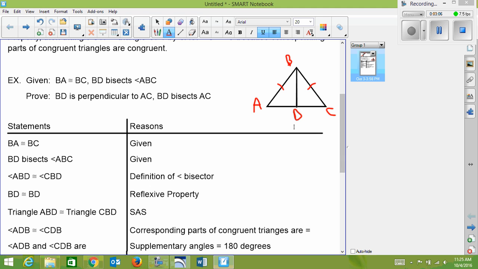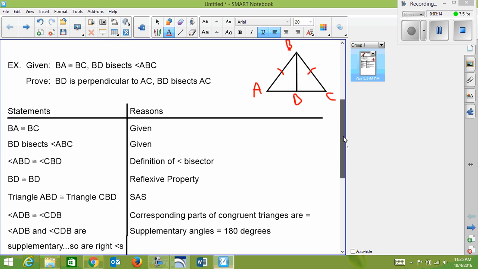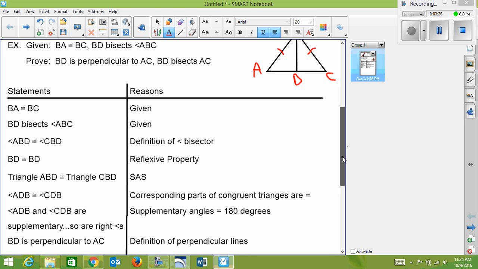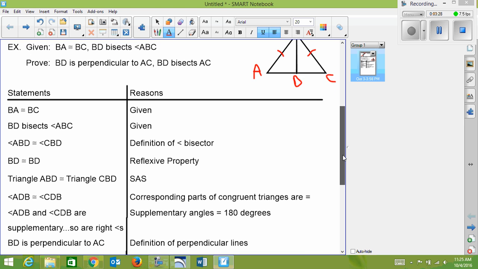From there, I can say that angle ADB, this angle right here, and angle CDB are supplementary, so they have to be right angles. If this bisects, it's got to be right angles right there. Supplementary angles equal 180 degrees. That's my reason. BD is perpendicular to AC. How do I know? It's the definition of perpendicular lines. They make right angles when they meet.